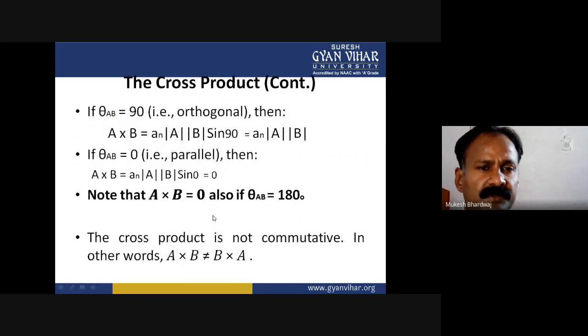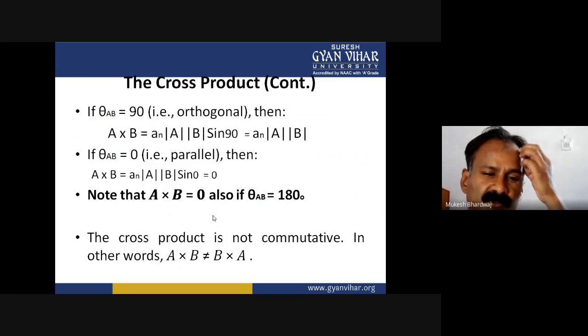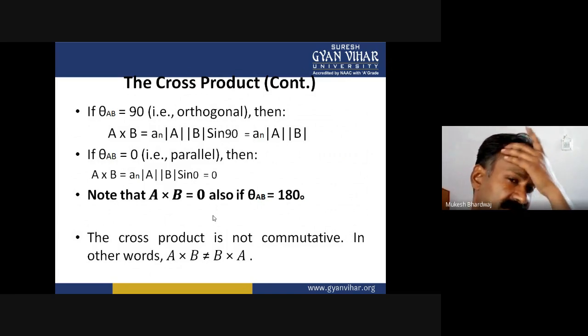For the cross product, if theta AB is equal to 90, that is orthogonal, then A cross B is equal to the unit vector AN into mod A mod B sin 90, which is equal to AN mod A mod B. If theta AB is equal to 0, that is parallel, then A cross B is equal to 0. Note that A cross B is equal to 0 also if theta AB is equal to 180 degrees.